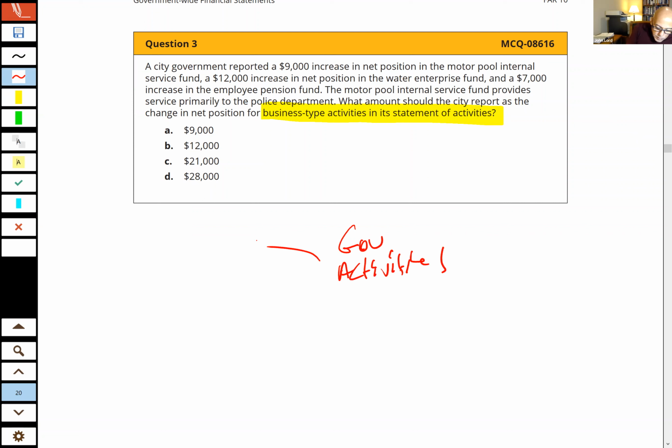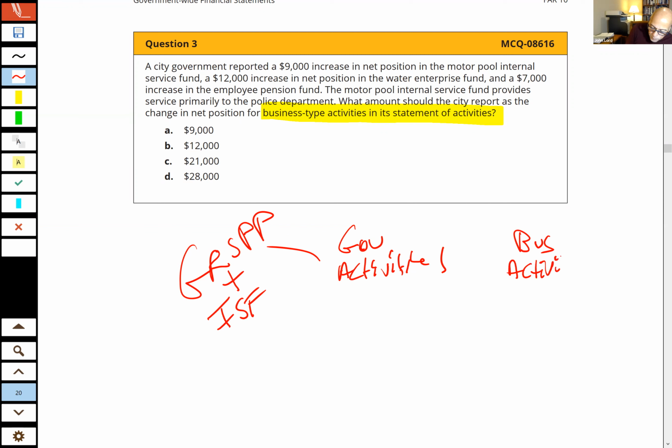And remember, governmental activities, as we've seen, are going to be the GRASP funds, plus the Internal Service Fund. Then business type activities: the subject of this question are the enterprise funds, and then fiduciary funds are not reported. So they want to ask what should be reported under business type activity on the statement of activities.